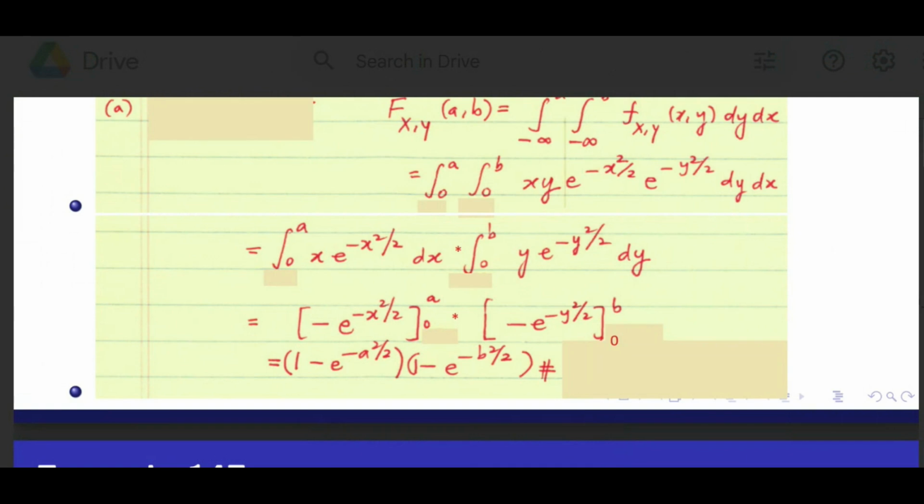That's it. Okay, and that is the answer. This is the joint CDF of the two. So now, did you have a question?